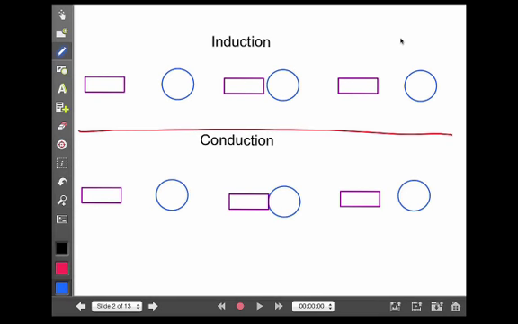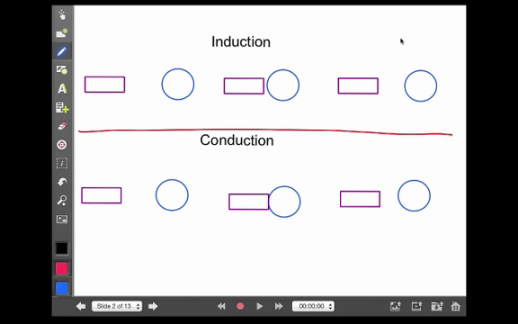Induction and conduction are, in one case, pretty easy, I think. In the other case, it's a little more complicated. So we're going to look at conduction first. With friction, you can start off with two neutral objects and make them charged by rubbing together. Conduction and induction require that something is already charged.